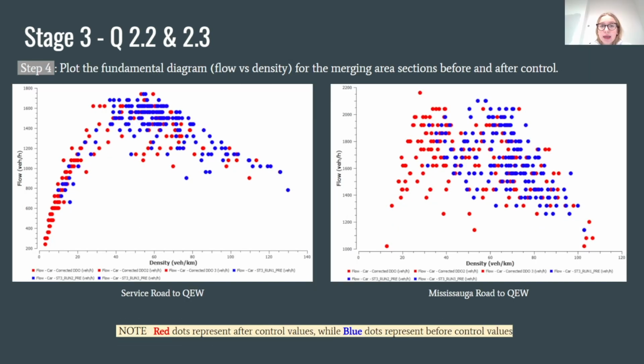Thank you so much, Nada. And now let's move to step number 4, where we plot the fundamental diagram, flow versus density graphs, for merging area sections before and after adding the control values.